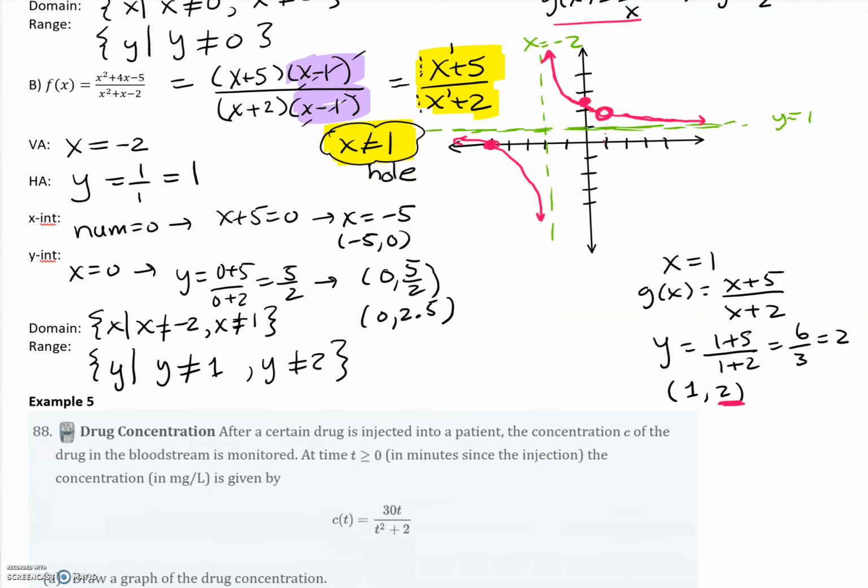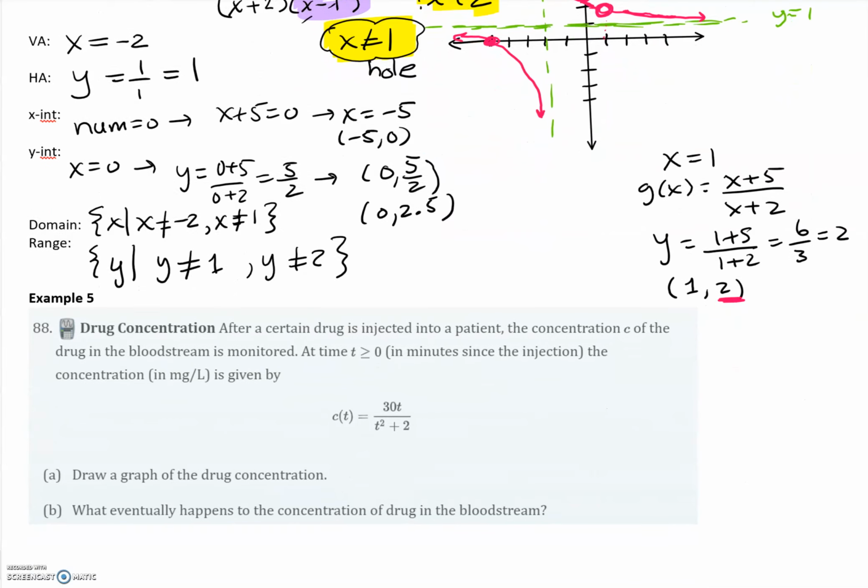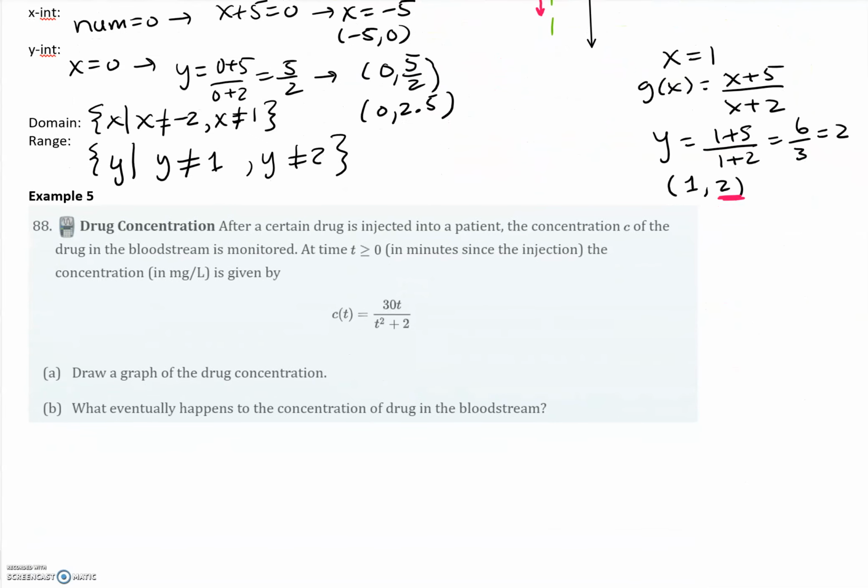All right, let's go to the last example. And the rational function is already given to us. This is number 88 from your text. It says, after a certain drug is injected into the patient, the concentration C of the drug in the bloodstream is monitored. At time t, of course time greater than 0 in minutes, the injection concentration is given in these units by this function.